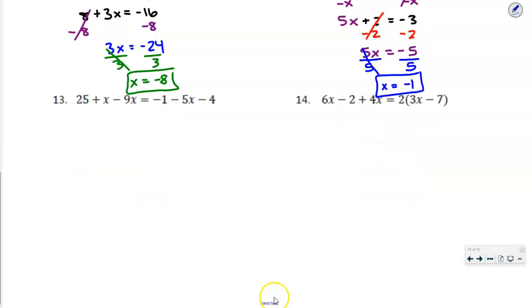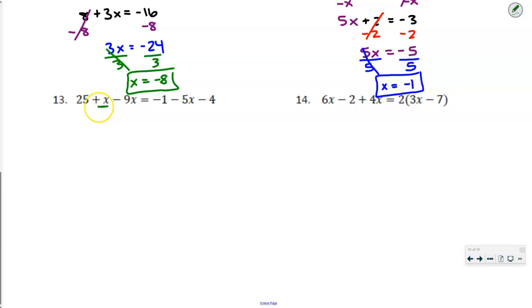On number 13, we have both sides of the equation that need to be simplified before we solve. So that is going to look something like this. Combining all of my x tiles into one place, x and negative x, and on the right-hand side combining all of my unit tiles into one place, negative 1 and negative 4.